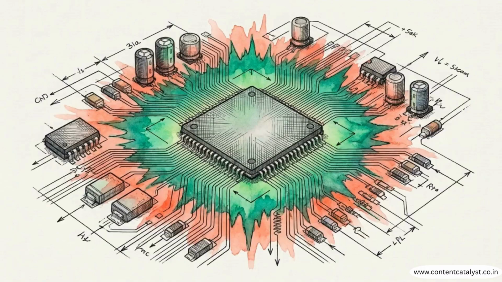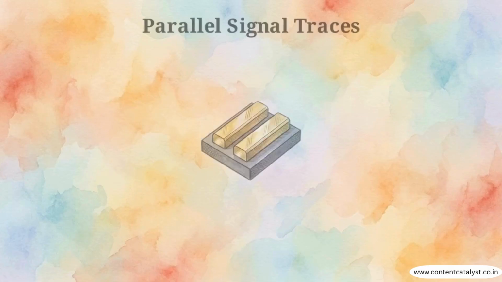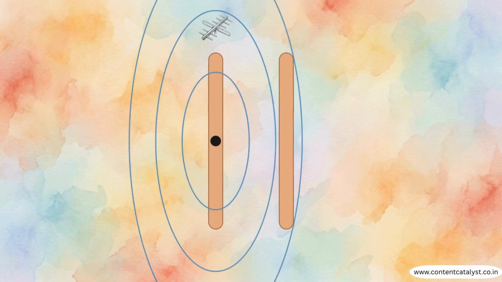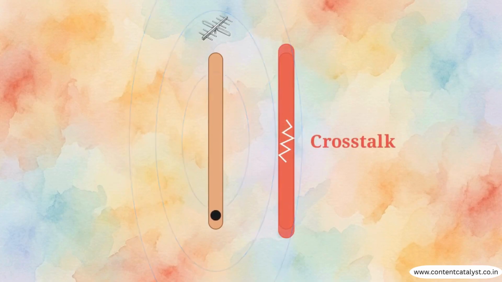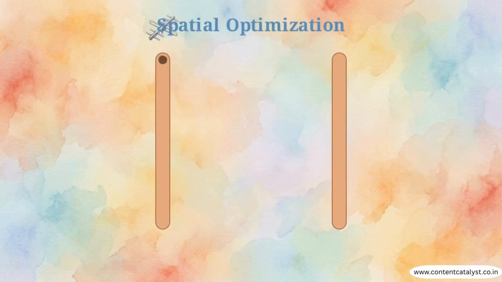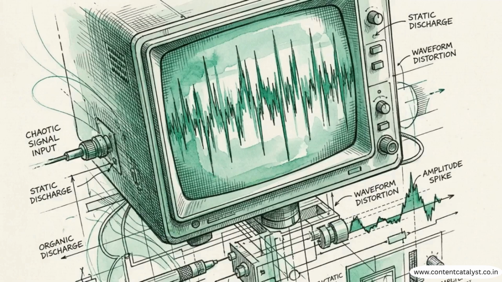The primary threat to signal integrity in high-speed hardware is electromagnetic interference, or EMI. This 3D model isolates parallel signal traces. In tightly packed environments, any trace carrying a high-frequency signal acts as a transmitting antenna. As current pulses through the first trace, magnetic fields expand and couple across the gap, intersecting the adjacent trace. This is crosstalk. Crosstalk degrades both signal and power integrity.